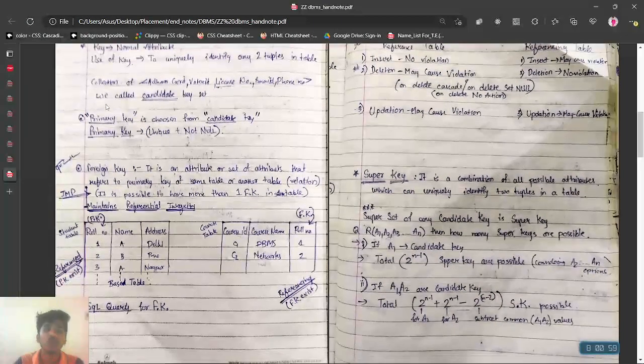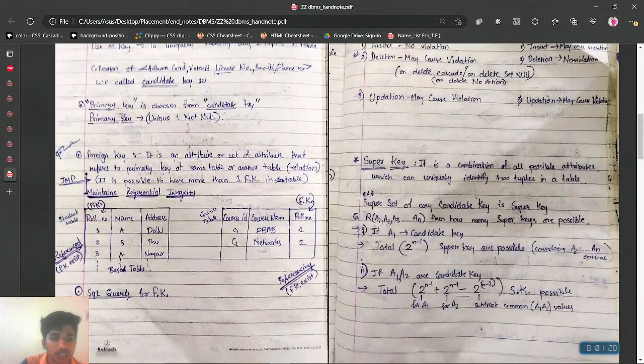Okay. Then next is the foreign key. A foreign key is a kind of attribute that refers to the primary key of the same table or another table. For example, if there are two tables, the primary key of one table can be considered as the foreign key for another table, so that both tables can be interconnected. Okay, that's it.